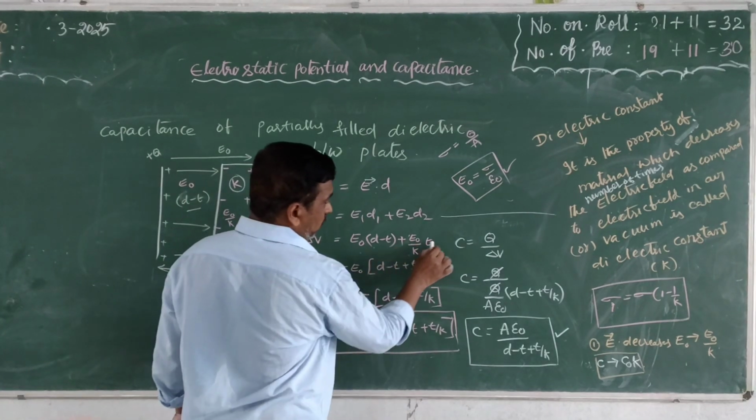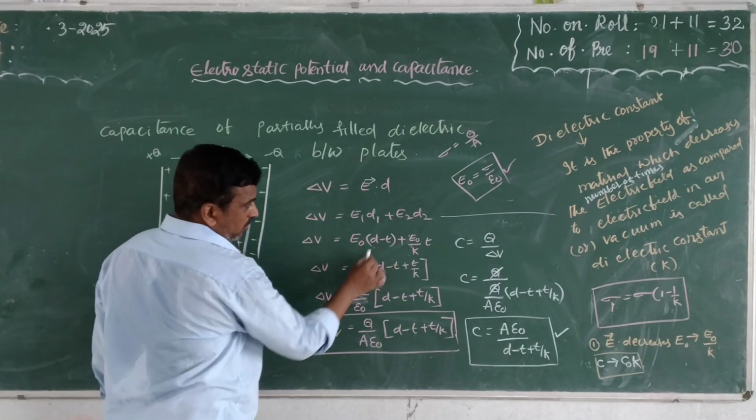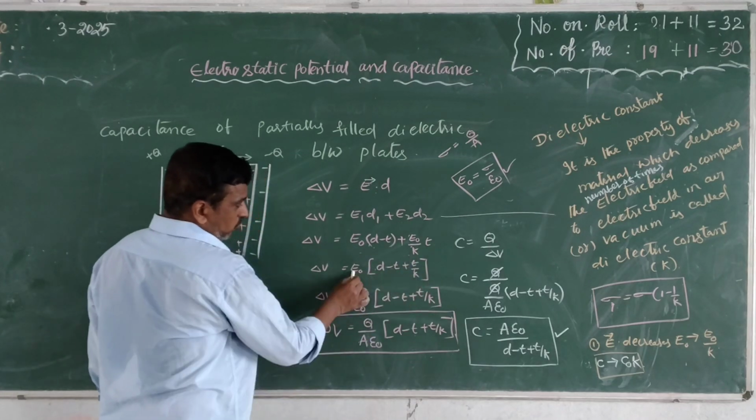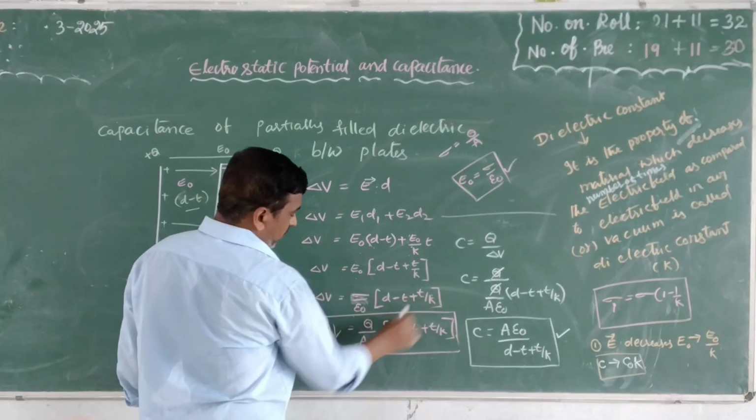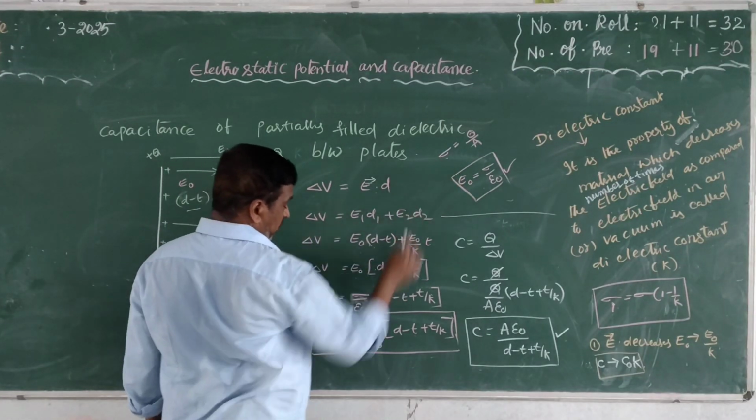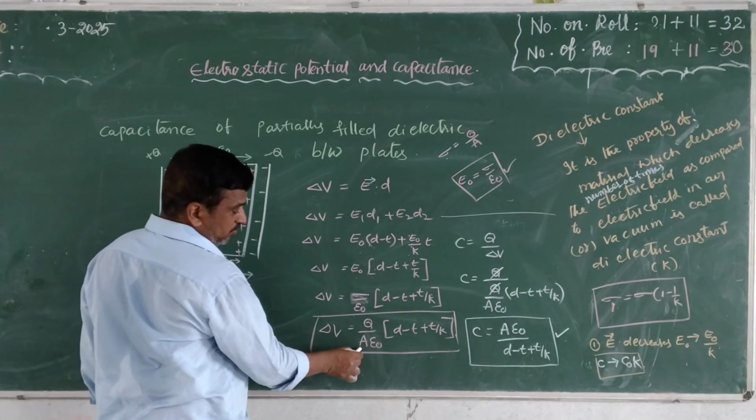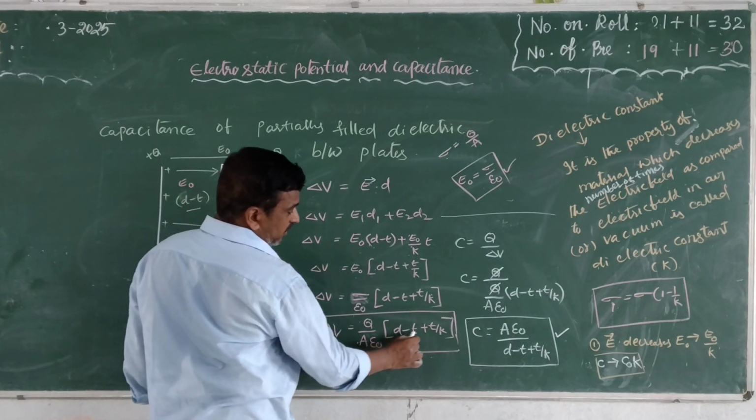So E naught by k into t. Here E naught is common, so d minus t plus t by k. E naught means sigma by epsilon naught for parallel plates. Sigma means q by a, surface charge density, charge per unit area, so q by epsilon naught a, d minus t plus t by k.